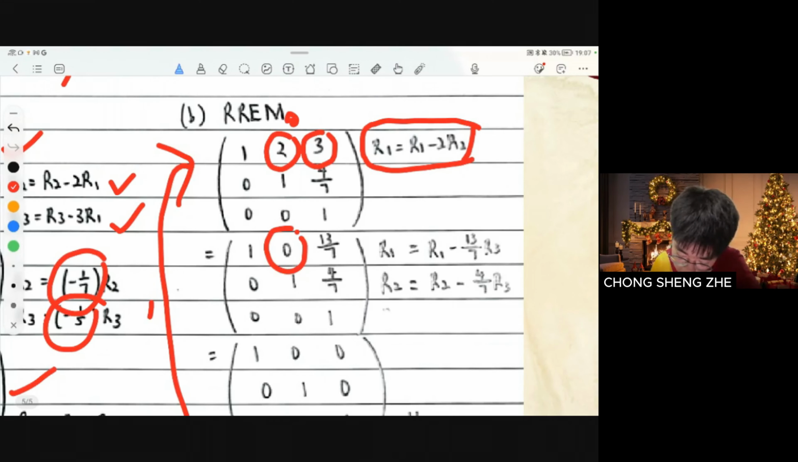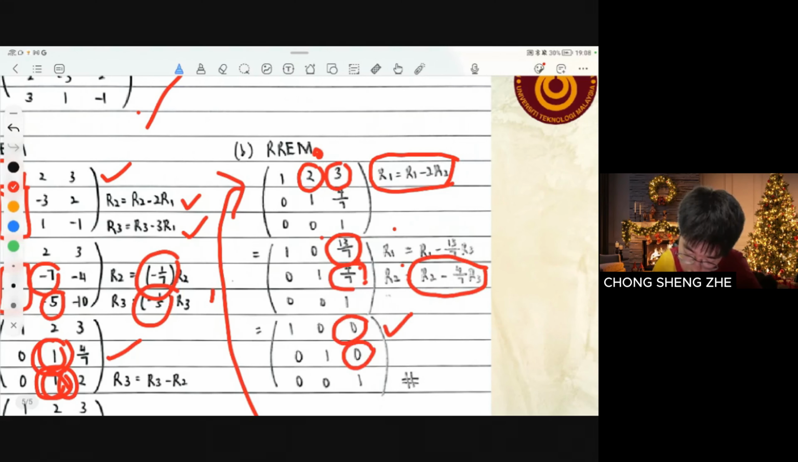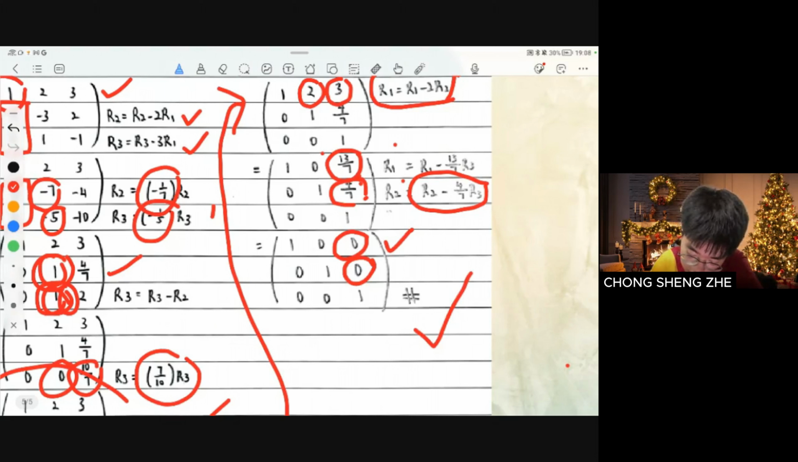And next, we need to let this 13 over 7 become 0 also. So we use R1 minus negative 13 over 7 times R3. So we will get 0. So that finishes the first row. And next, we go to the second row, which is this 4 over 7. We need to let it become 0 also to comply with the properties. So we use R2 minus negative 4 over 7 times R3, and we get 0. So this is our RREM, which follows the property that anywhere else of the leading one will be 0.